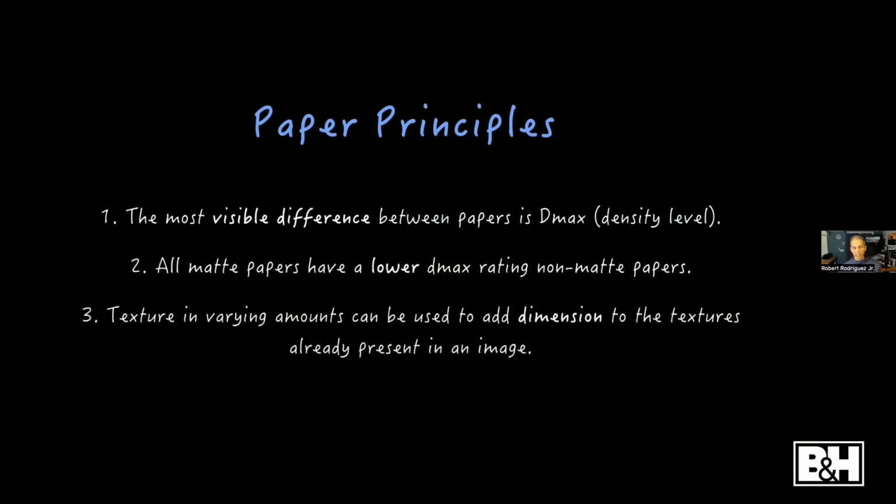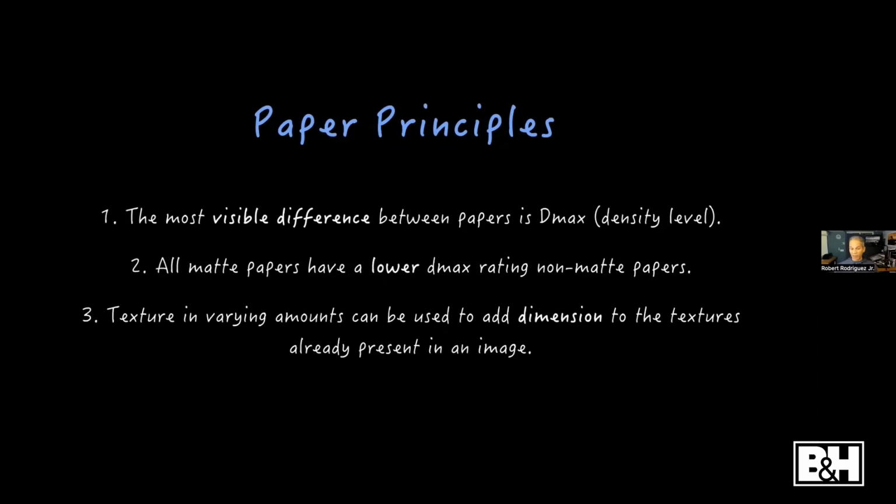And the last thing is that texture, in varying amounts, whether it's none at all or just a little bit or a lot, can be used to add some dimension to the textures already present in your image. So if you've got an image that has a lot of textural elements to it, you can experiment with a matte paper that has some texture, because those two things together will give the print more dimension.